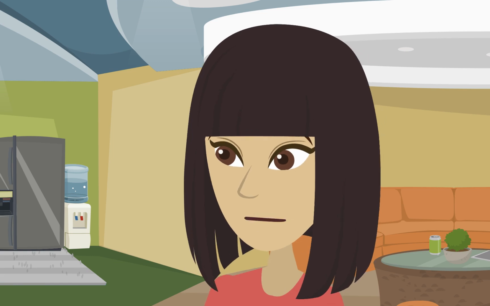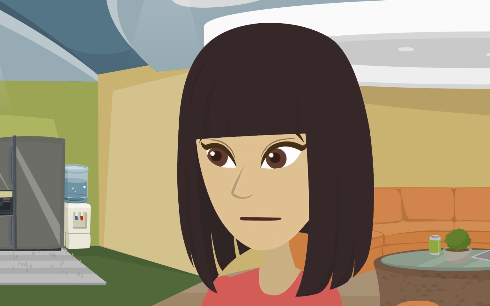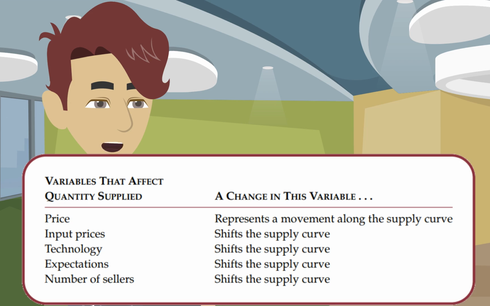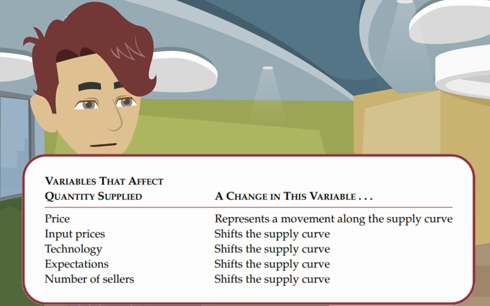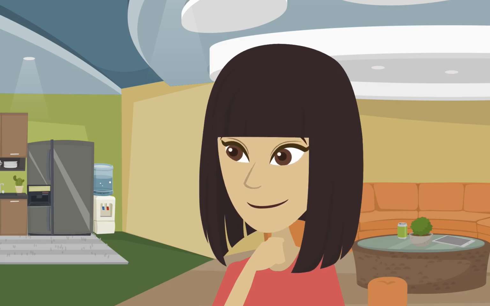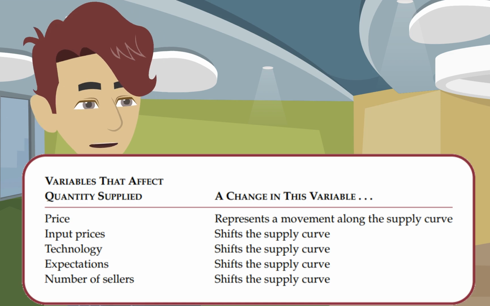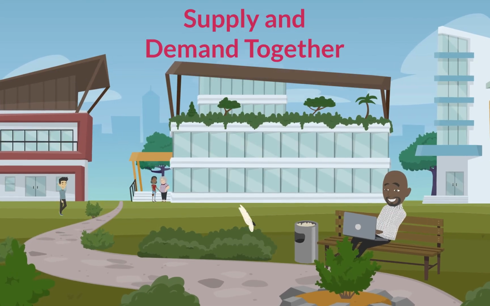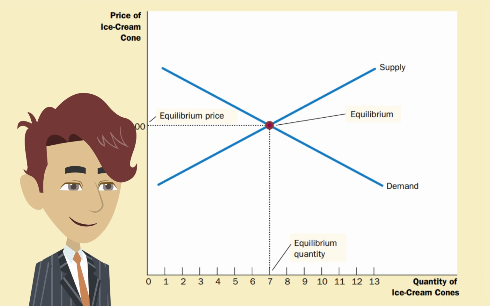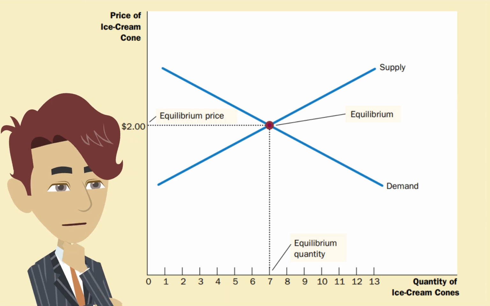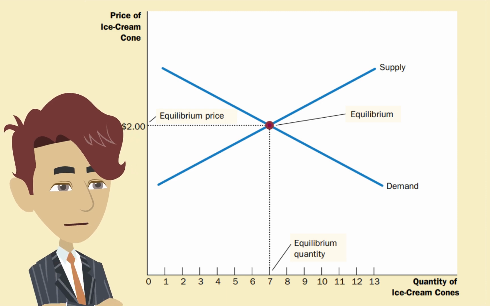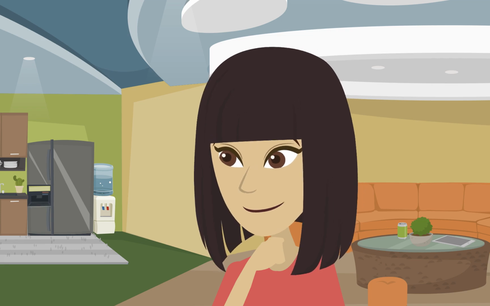So, it's all about the costs of production affecting supply? Yes, and there are several determinants of supply, like technology and the number of sellers in the market, that can also cause shifts in the curve. Supply and demand together. Market equilibrium occurs where the supply and demand curves intersect, which is where the market is balanced.